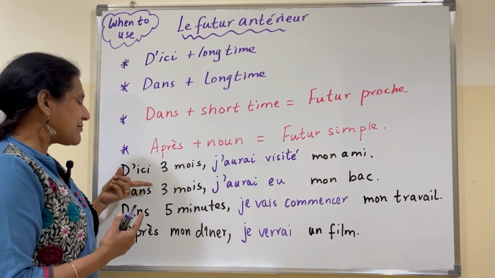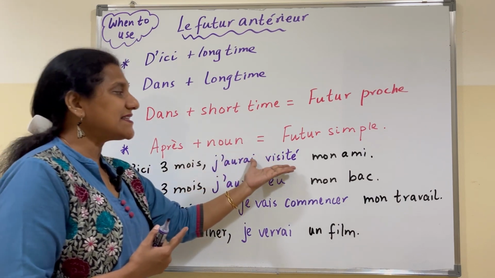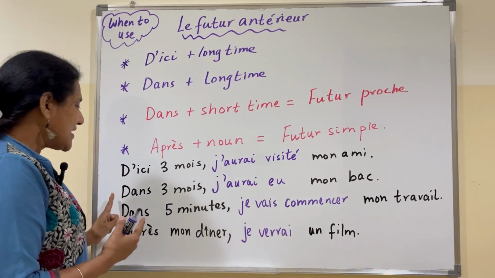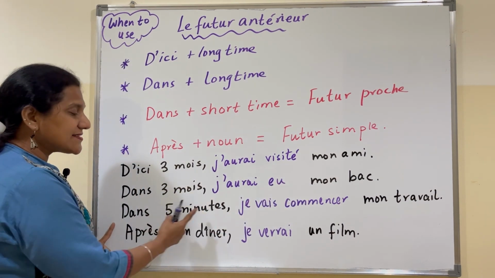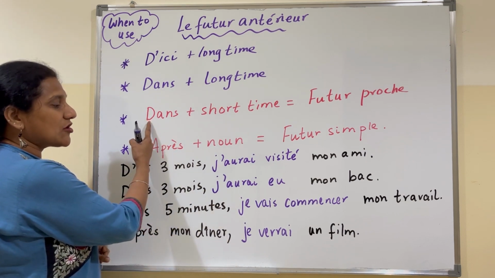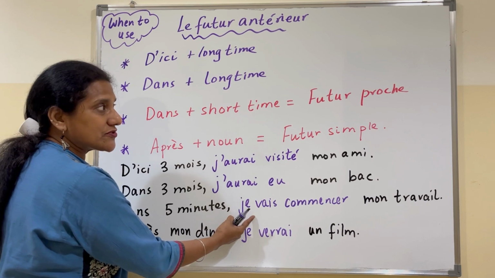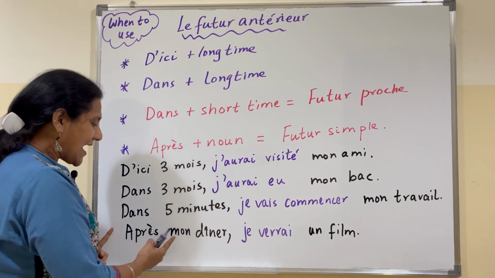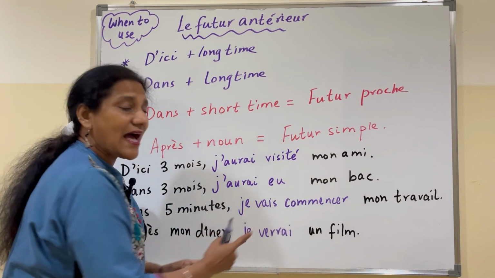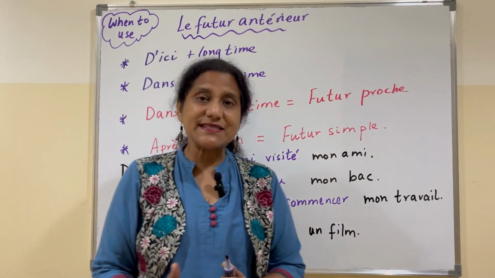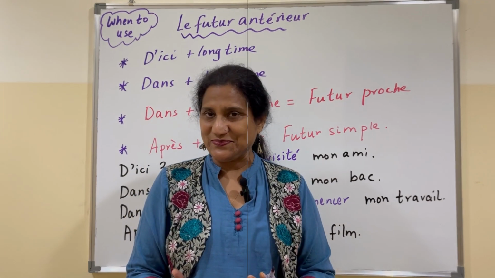So let's take some examples. D'ici 3 mois, 3 months from now, j'aurai visité mon ami. So, dans 3 mois, j'aurai eu mon bac. Dans 5 minutes, we're giving an example of dans plus short time. Je vais commencer mon travail. So here we've got the usage of futur proche. And après plus noun, après mon dîner, je verrai un film. Now let's look at some examples with the expressions, that is the conjunctions of time.